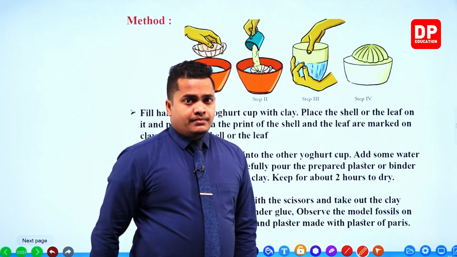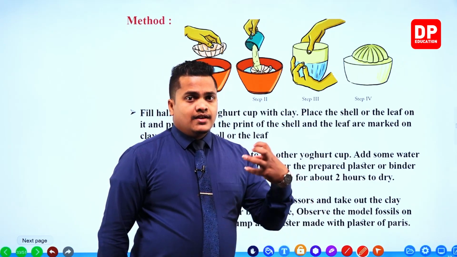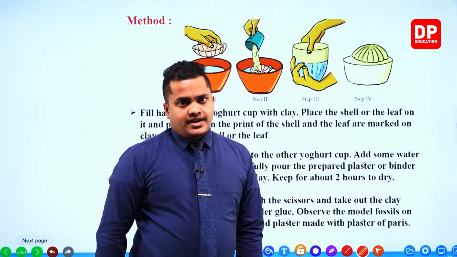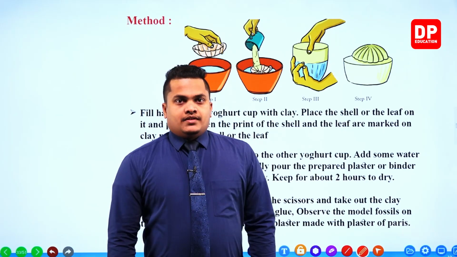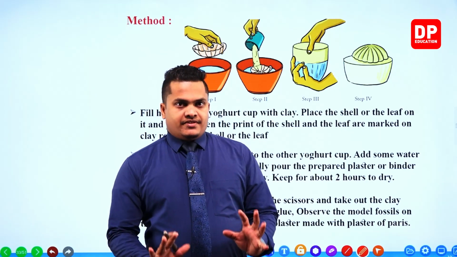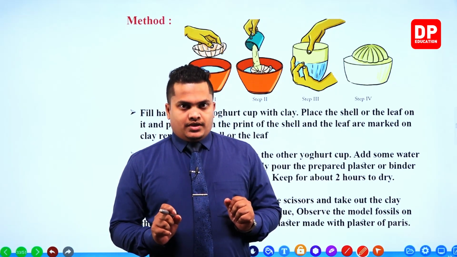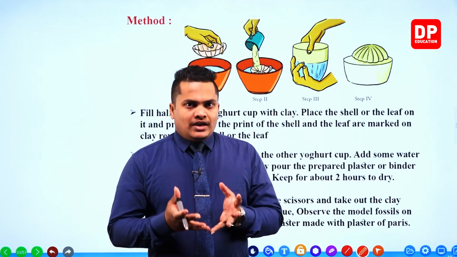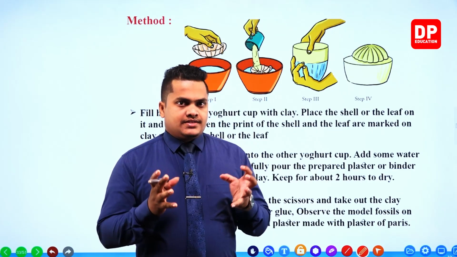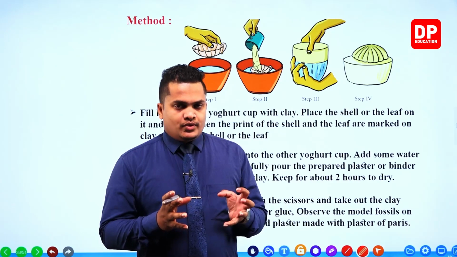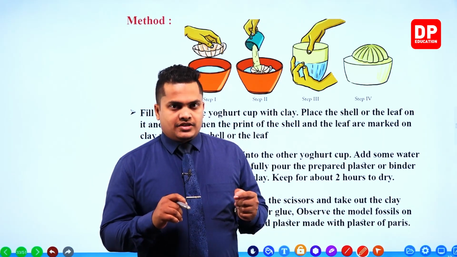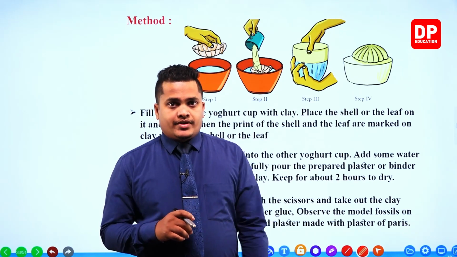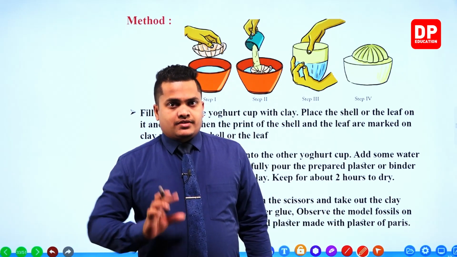So the remainder will be a fossil, which is created in the shape of the shell or the shape of the plant leaf. Right, my dear children. So this is the way of creating a fossil. So let's head on to the lab, my dear children, and let's prepare this fossil, and we'll observe the structure.